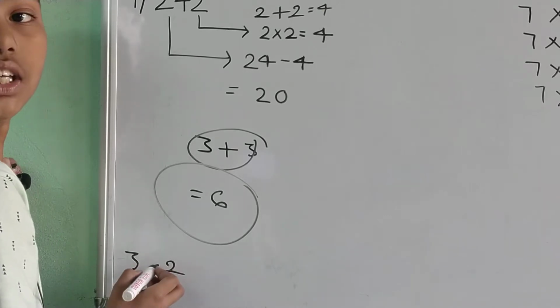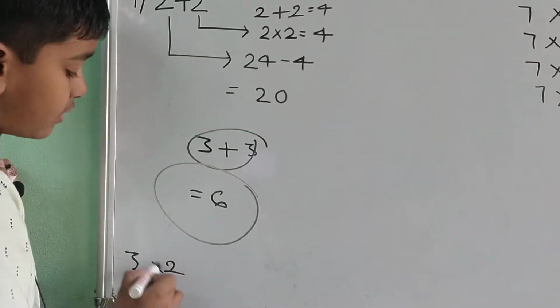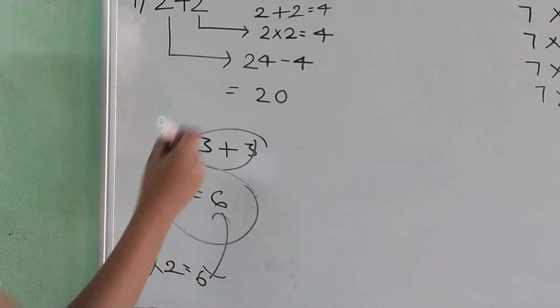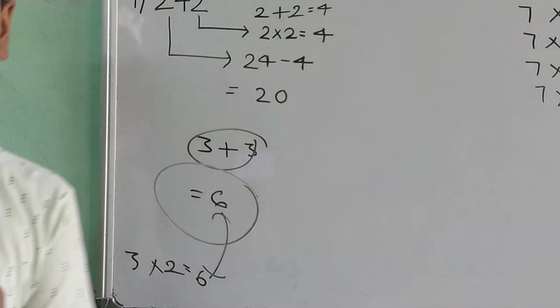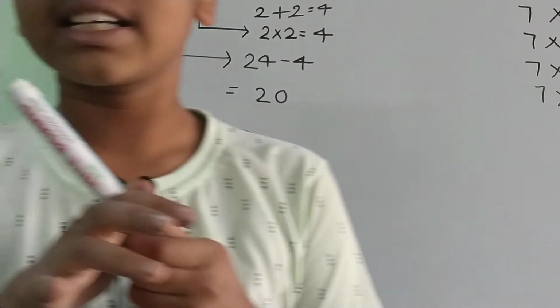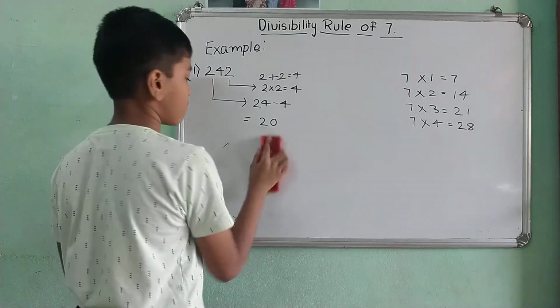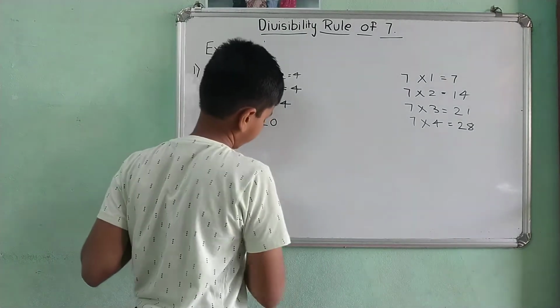3 into 2. That will give you 6. Both the answers we got are the same. Both of which you can apply. But apply the multiplication way, so it gets really, really clear to us. Okay. Now, shall we move to our example?